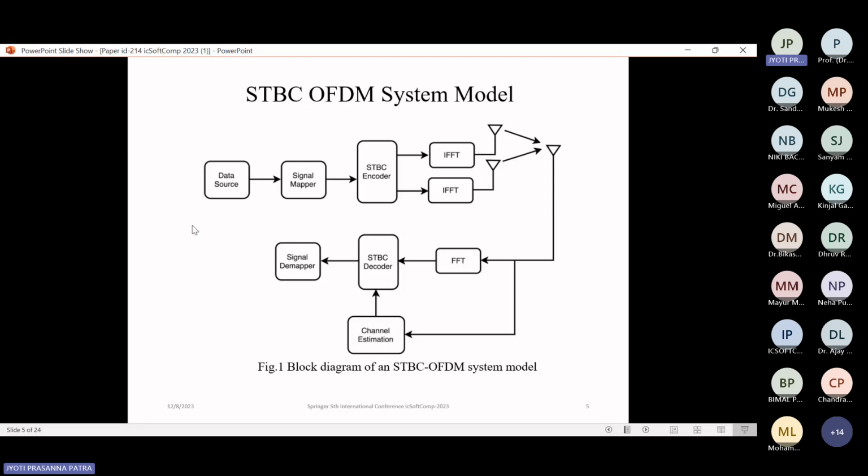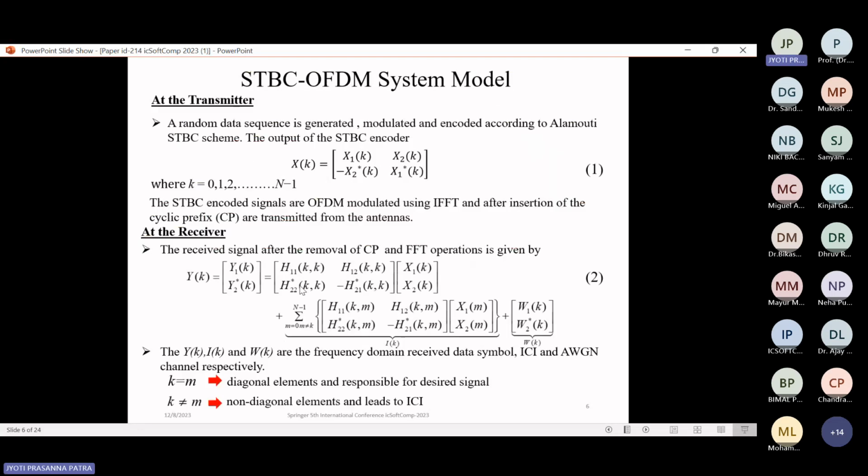A random data sequence is generated and then mapped into either BPSK, QPSK, or QAM. Then it is passed to the STBC encoder, and then passed through IFFT, and after addition of the cyclic prefix passed through the channel. At the receiver end, first we remove the cyclic prefix and then perform the FFT operation. After that we do the STBC decoding and we get the original transmitted signals.